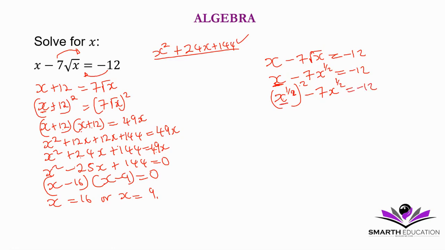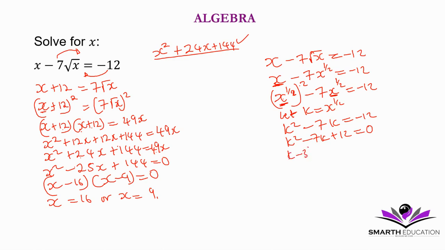Now we have a repeating item here, x to the power half, so you can use the k method. Let k be equal to x to the power half. So it becomes k squared minus 7k is equal to negative 12. Let's write this in standard form. K squared minus 7k plus 12 is equal to 0. Right, and then the factors that can give us 12 if you multiply them, and give us negative 7 if we add them, it's negative 4 and negative 3.